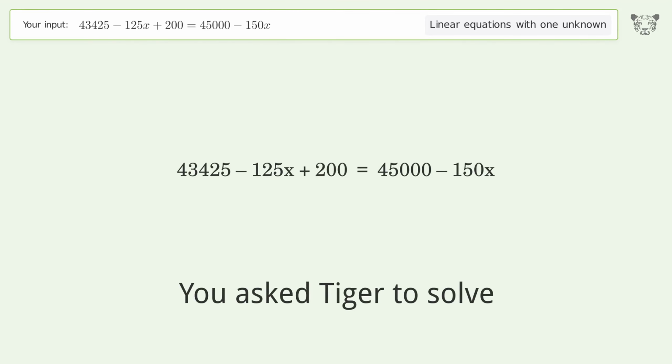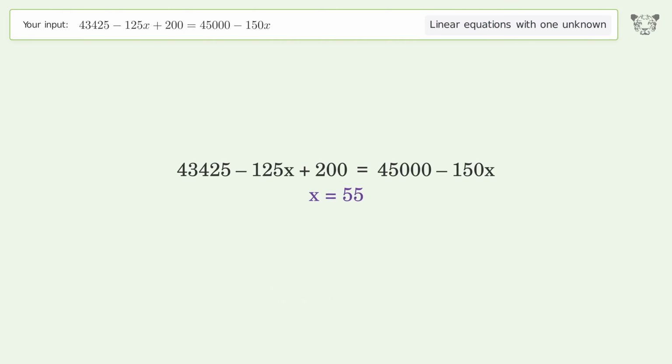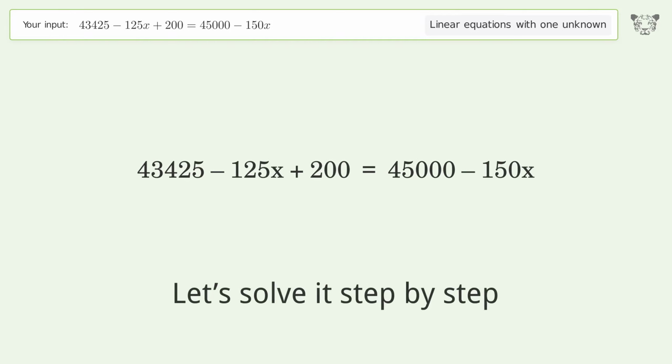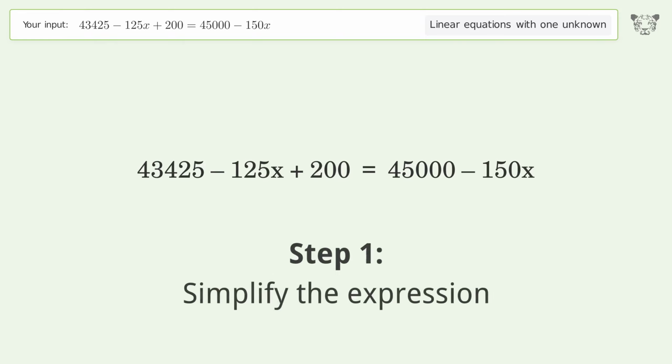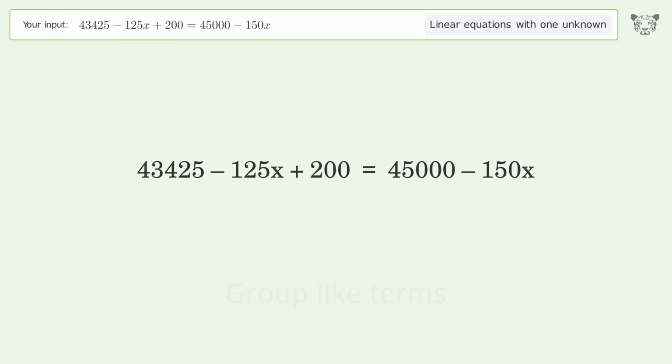You ask Tiger to solve this. This deals with linear equations with one unknown. The final result is x equals 55. Let's solve it step by step. Simplify the expression. Group like terms.